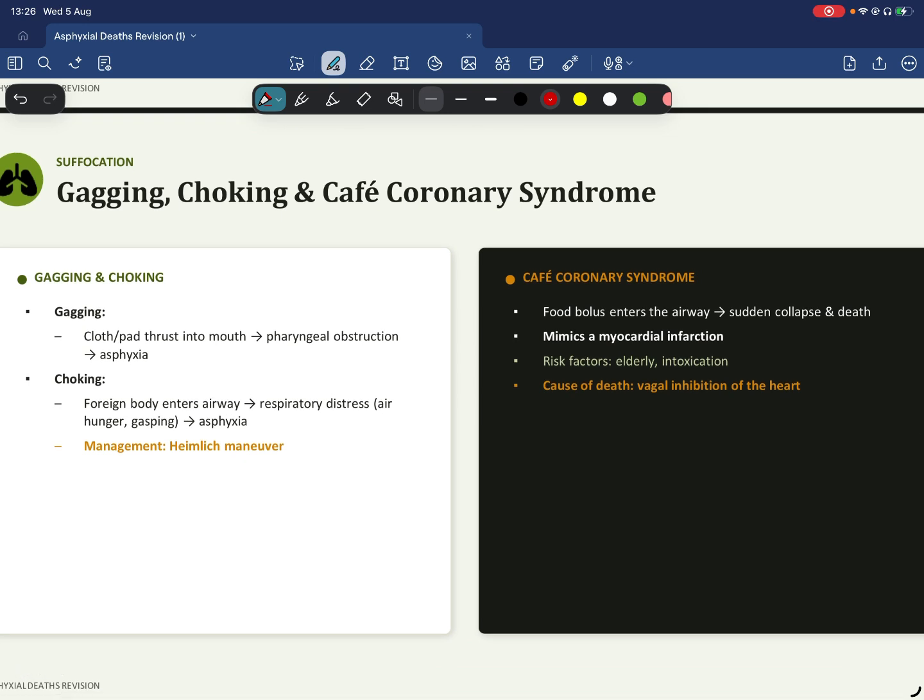Gagging, choking, and café coronary syndrome. Gagging involves placing a cloth or pad thrust into the mouth, leading to pharyngeal obstruction, leading to asphyxia. Choking is where a foreign body enters the airway, leading to respiratory distress, leading to asphyxia. Management is the Heimlich maneuver.